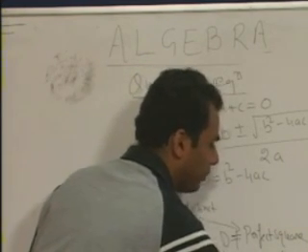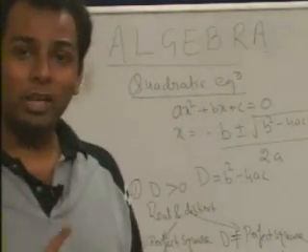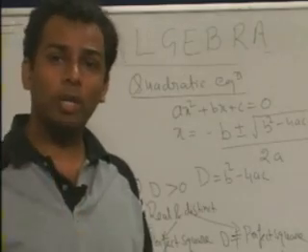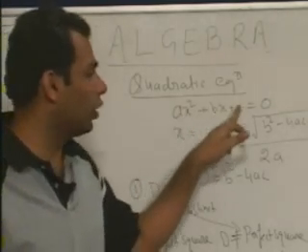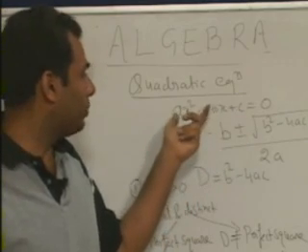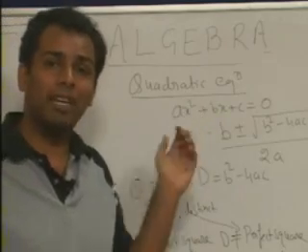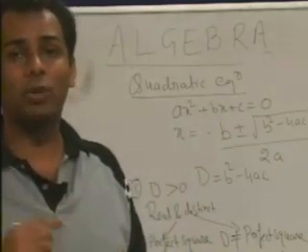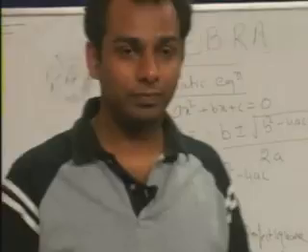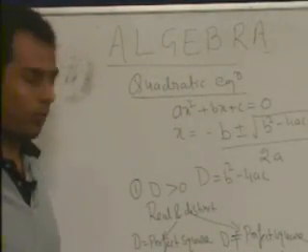Again, remember that this is an important condition. If one of the roots is a plus root b, then the other root is a minus root b. That is only possible if all these three coefficients are rational. If any one of them is irrational, then it is quite possible that one of the roots is rational and the other root is irrational. So this is the first case when the discriminant is greater than 0.